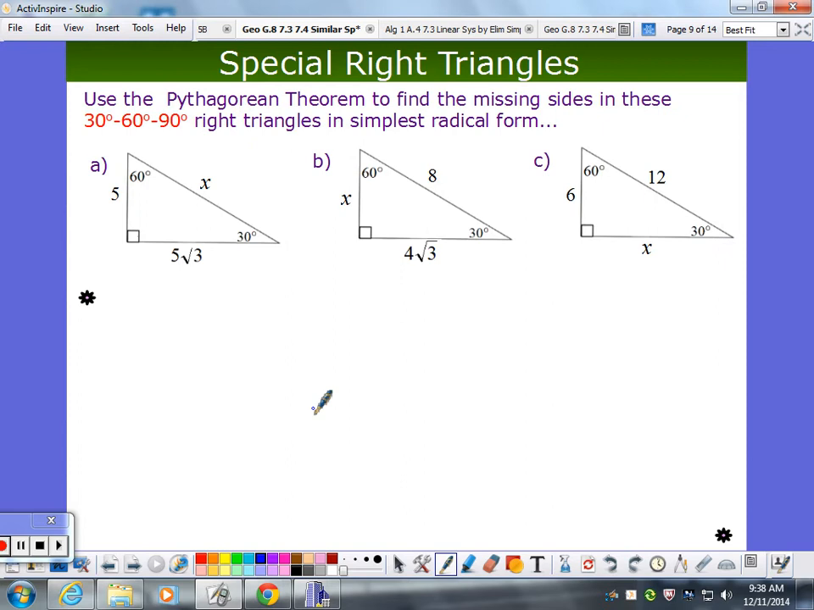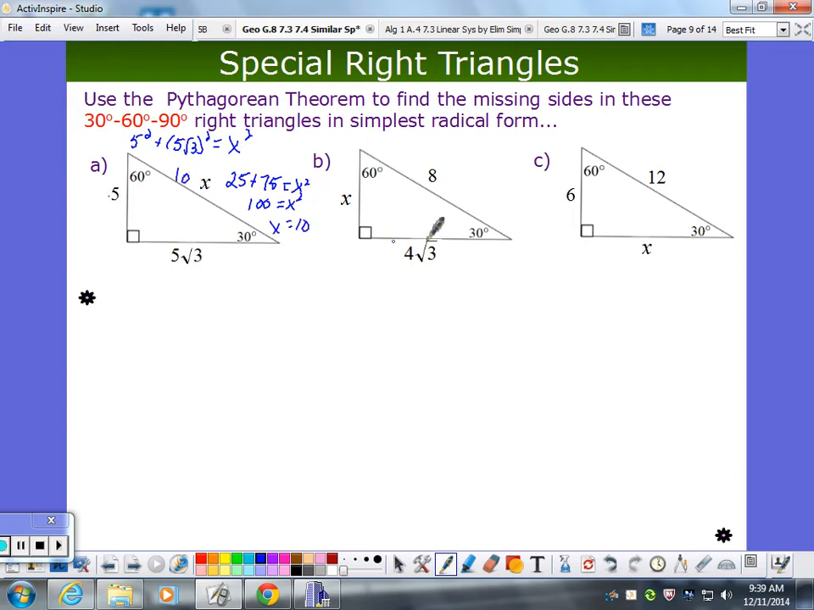Our second special right triangle is the 30, 60, 90. You have a right triangle, a 90-degree angle, and the other angles are 60 and 30. So if you have that, let's see what we can figure out. We're going to use the Pythagorean theorem once again. This squared plus this squared is that squared. 5 squared plus this whole thing, 5 radical 3 squared, is going to be x squared. So that's 25 plus, let's see, that's a 25, and that's a 3. 25 times 3, that's 75, equals x squared. So 100 equals x squared. So x is 10.